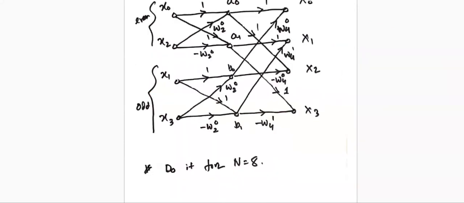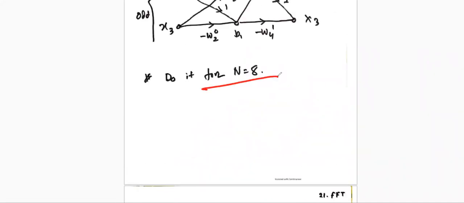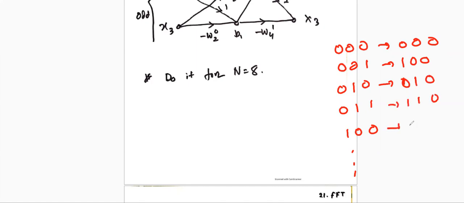You can follow the book, and you can do it for capital N equals 8. How it can be done, I'm giving that. This is 0, 0, 0, 0, 0, 1, 0, 1, 0, 0, 1, 1, then 1, 0, 0, and so on. Whenever you are swapping, 0, 0, 0 will be 1, 0, 0, 0, 1, 0 will be the same, 1, 1, 0 will be 0, 0, 1.